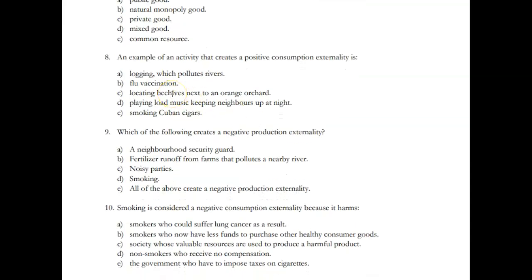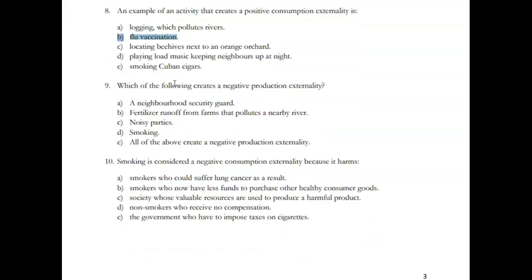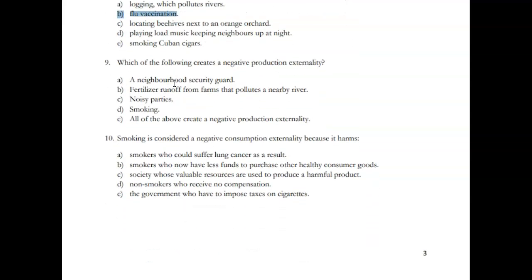Number 8. An example of an activity that creates a positive consumption externality. When you consume that good, it has a positive impact. So let's see. I told you my example at the beginning of this video, flu vaccinations. When you receive the vaccination, it'll have a positive effect because other people won't get the flu. It won't transfer to them.